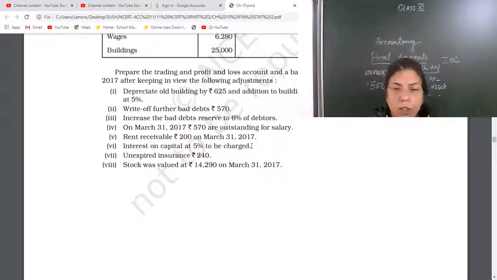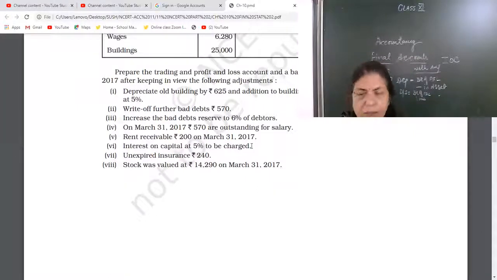Now, unexpired insurance, prepaid insurance. Prepaid insurance means paid in advance, related with the next year but paid in the current year. So minus from insurance, and because it is prepaid, that's why it is an asset. Then see, stock valued at 14,290 on 31st March. It means this is closing stock.